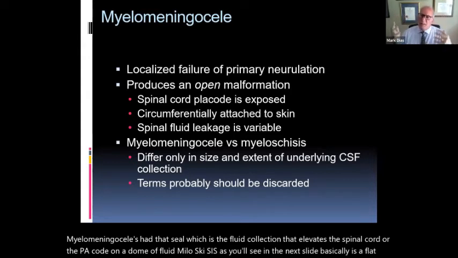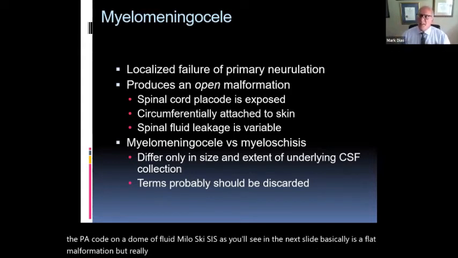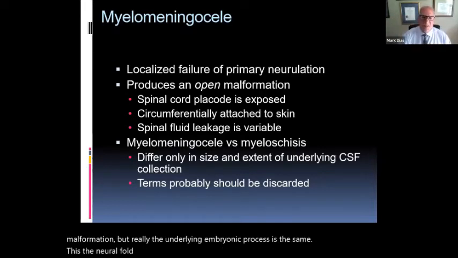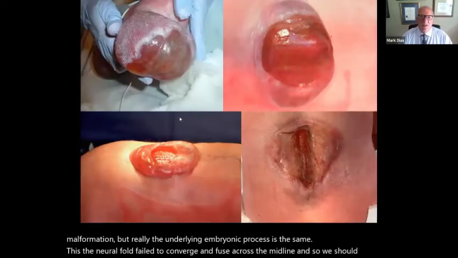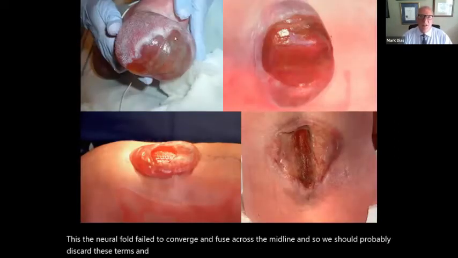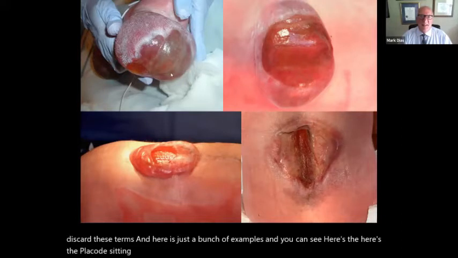But really, the underlying embryonic process is the same. The neural folds fail to converge and fuse across the midline. And so we should probably discard these terms. And here's just a bunch of examples. And you can see here's the placode sitting on this and attached to this dysplastic skin.